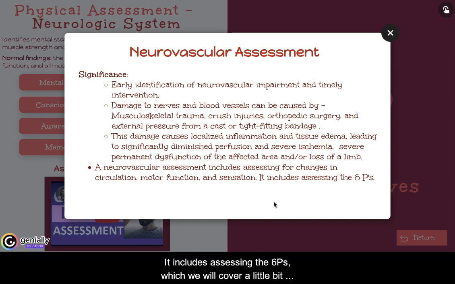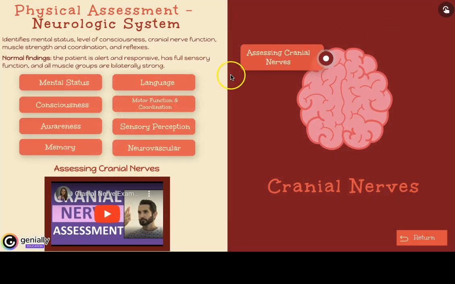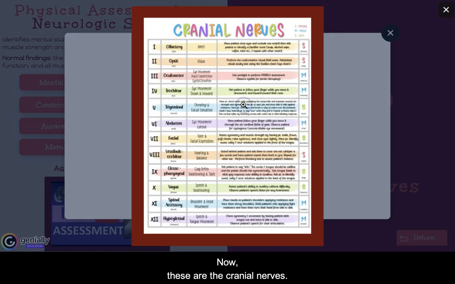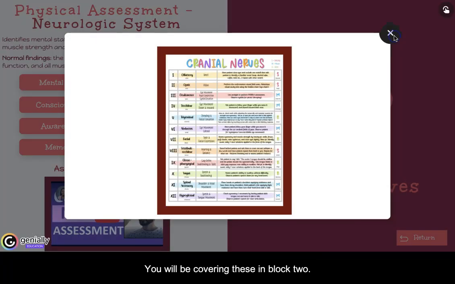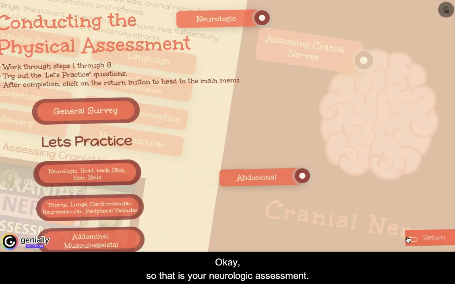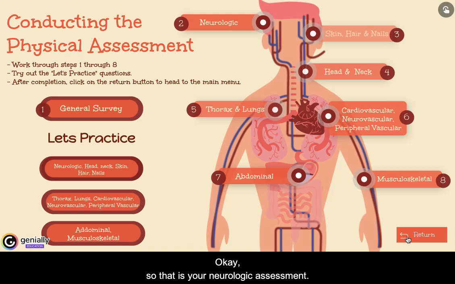So neurovascular assessment includes assessing for changes in circulation, motor function, and sensation. It includes assessing the 6 Ps, which we will cover a little bit more when we talk about the musculoskeletal system. So assessing the cranial nerves. Now these are the cranial nerves. We're not going to go into detail with these, but I just want you to know that these exist and what these do. You will be covering these in block 2. Okay, so that is your neurologic assessment.